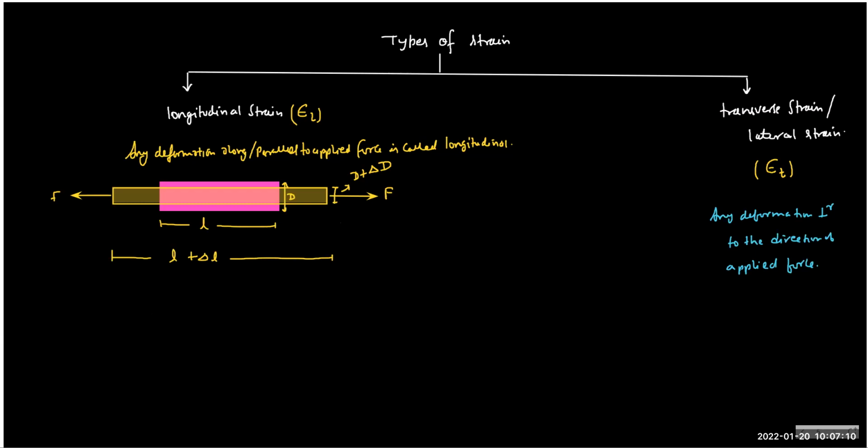And therefore the longitudinal strain we can write as delta L by L. But how to write transverse? Minus delta D by D, because the strain is always a positive quantity, and as I said delta D itself is negative, so we put a minus before it to make it positive, because strain cannot be negative.